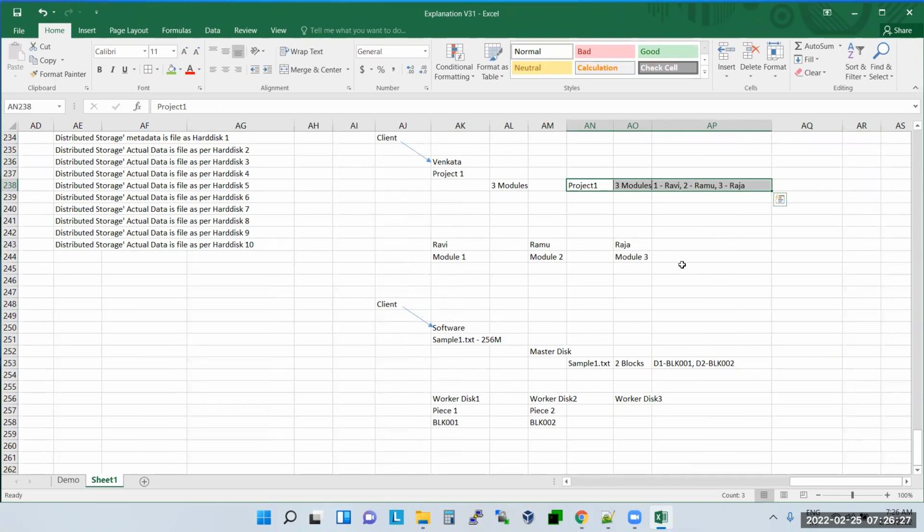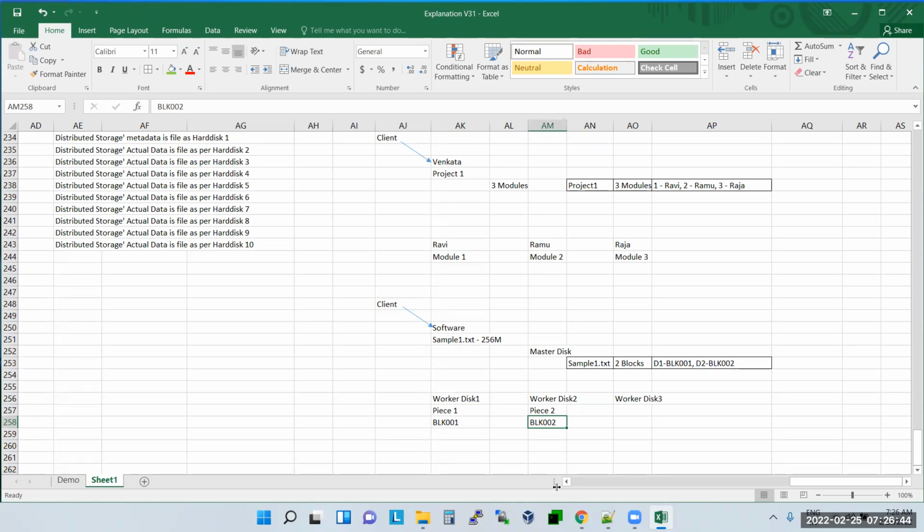Yes or no? Yes, sir. By looking at this information, can anybody understand that? Sample1.txt has 2 blocks. The first block is in disk 1. The second block is in disk 2. They can easily understand, right?